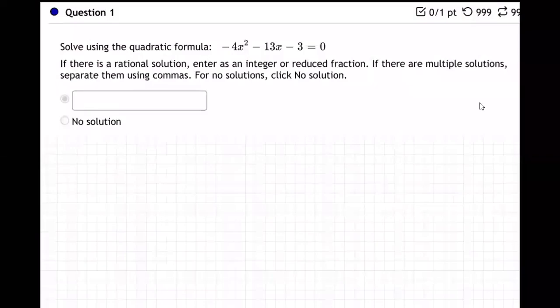Okay, so we're trying to solve this equation, and it says use the quadratic formula. So there's a special formula that I'm going to give you now. Let me bring it down here. So minus 4x squared minus 13x minus 3 equals 0.